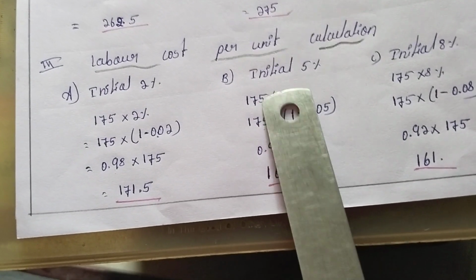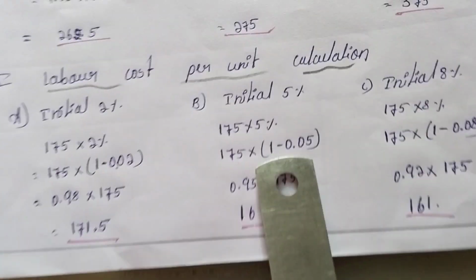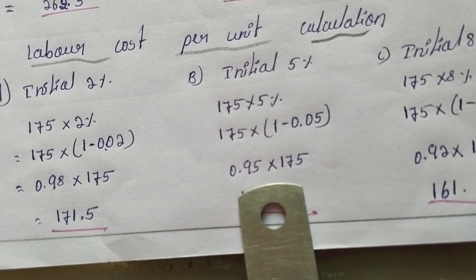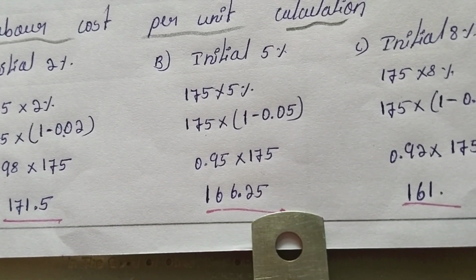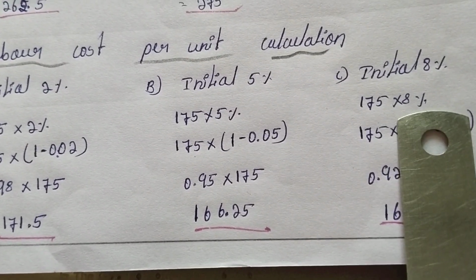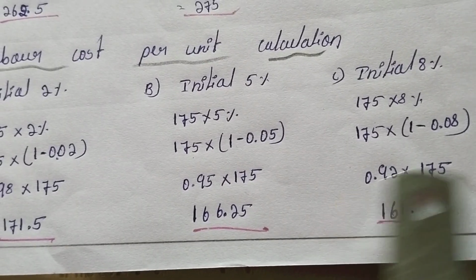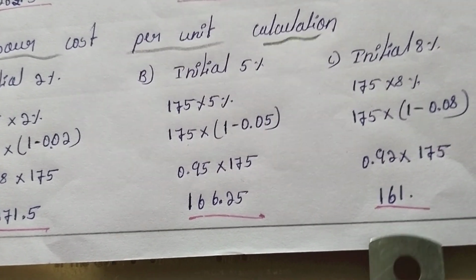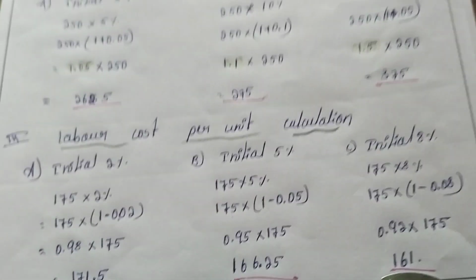And 5% under B: 175 into 5%, 175 into 1 minus 0.05, we get 0.95 into 175, which is 166.25. And C, 175 into 8% reduction: 175 into 1 minus 0.08, we get 0.92 into 175, which is 161 labor cost per unit.